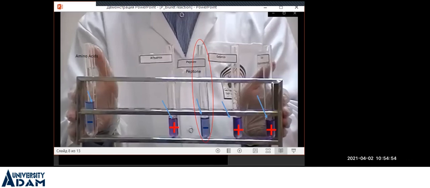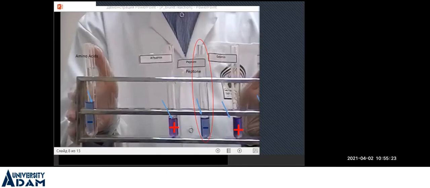And as you remember, peptone is also a secondary derived protein, where all peptide bonds were wrapped. And this wrapping gives us the chance to see in this result a negative test.